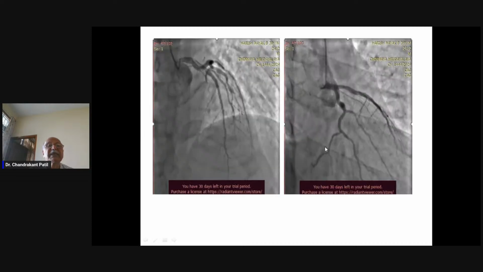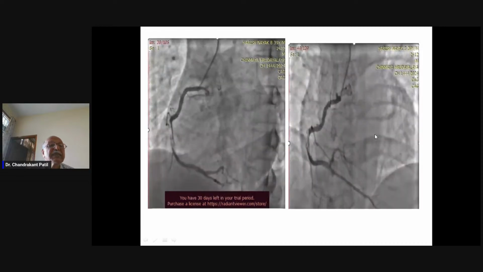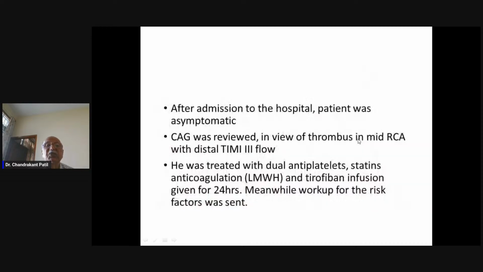That's how I think, because he is also a smoker. So LMCA, LAD, and LCX are almost normal. You can see here in the mid RCA, a definite filling defect is there, and almost like a grade 2 to 3 TIMI flow is there. Again, you can see this filling defect, which suggests a thrombus. After admission to the hospital, after giving all the anticoagulants, the antiplatelets, all this, he was asymptomatic.